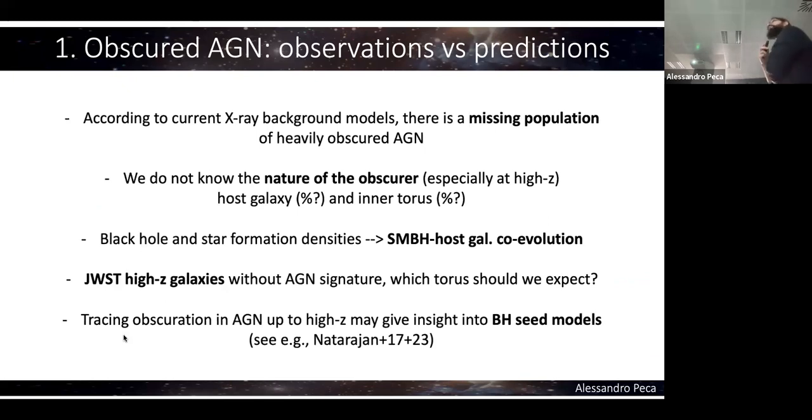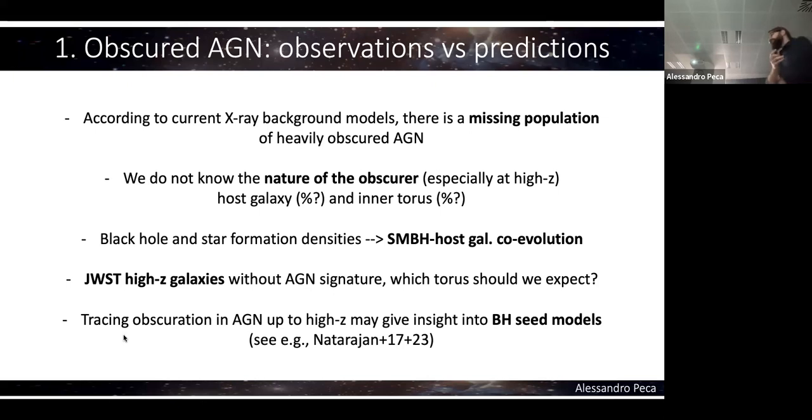For example, we don't know the nature of the obscurant. We know that from X-rays, we can get the line of sight obscuration. However, there is a contribution from the inner torus and the host galaxy. There are several works on the topic, but we still don't know very well the contribution of both these components. And this is, of course, important when you study the coevolution between supermassive black hole and the host galaxy.